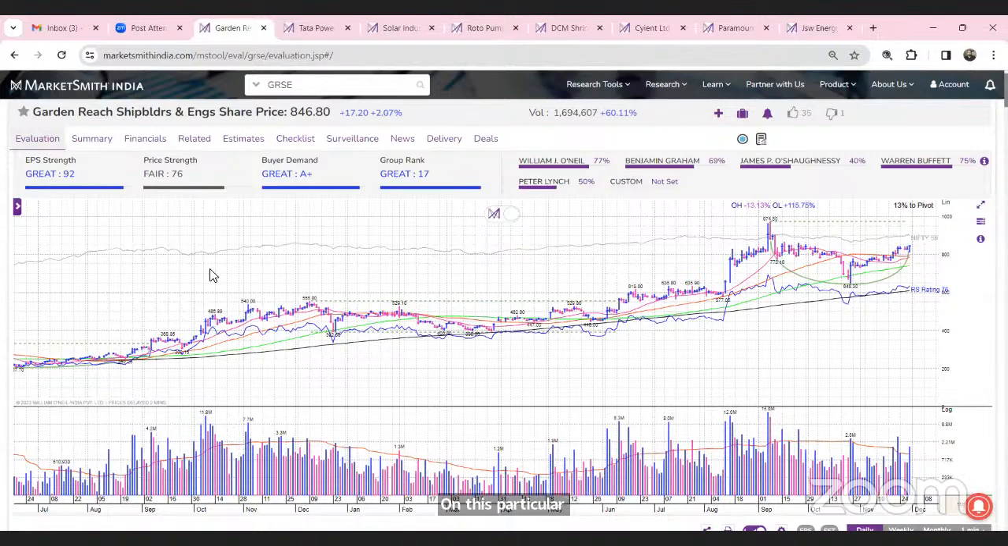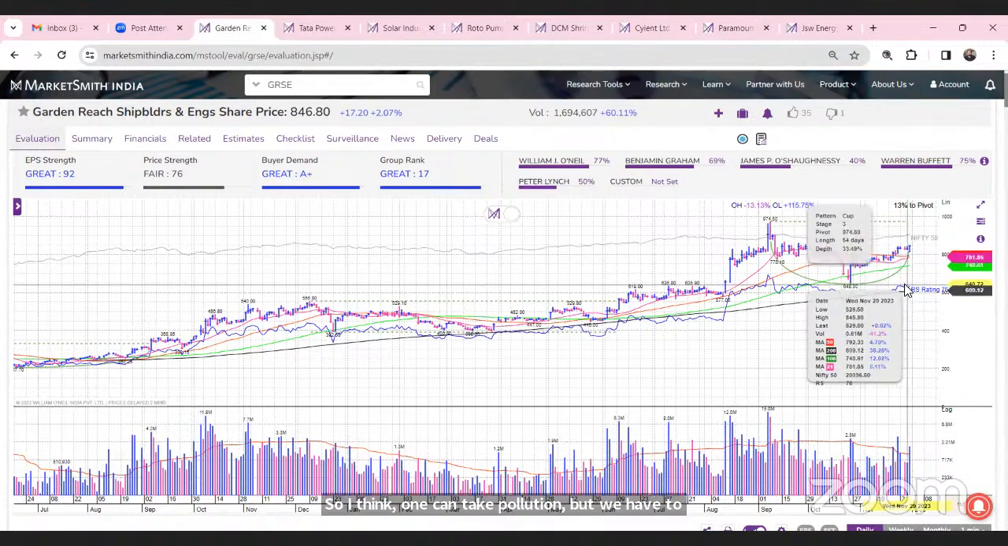Because if you look at the fundamentals, especially EPS strength, the buyer demand, and the rank of this stock, the 17th rank is also great. So I think the stock has the potential to break out as well. If you're looking at the overall market sentiment, the overall market and the sectoral analysis, I think one can take a position, but we have to manage our stop loss.